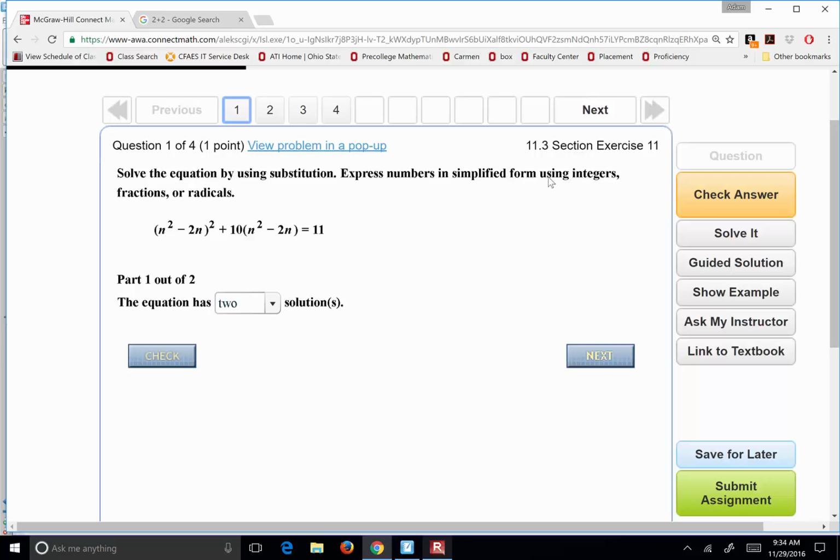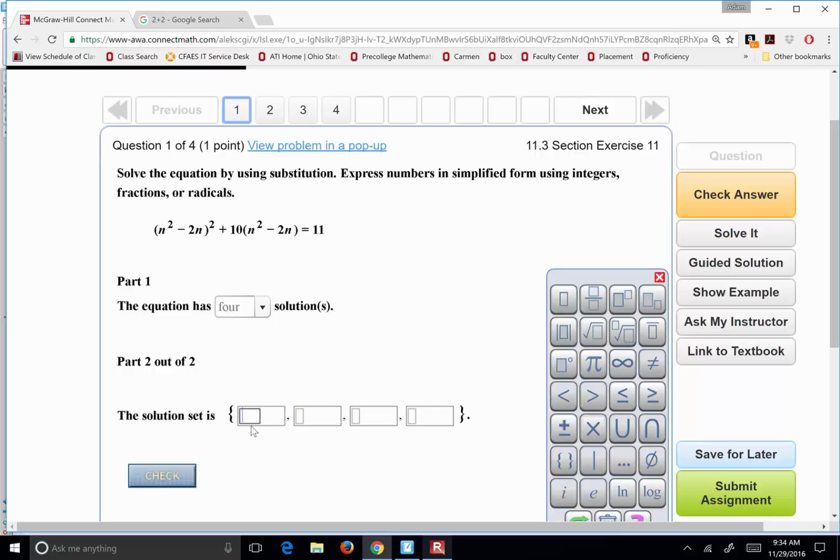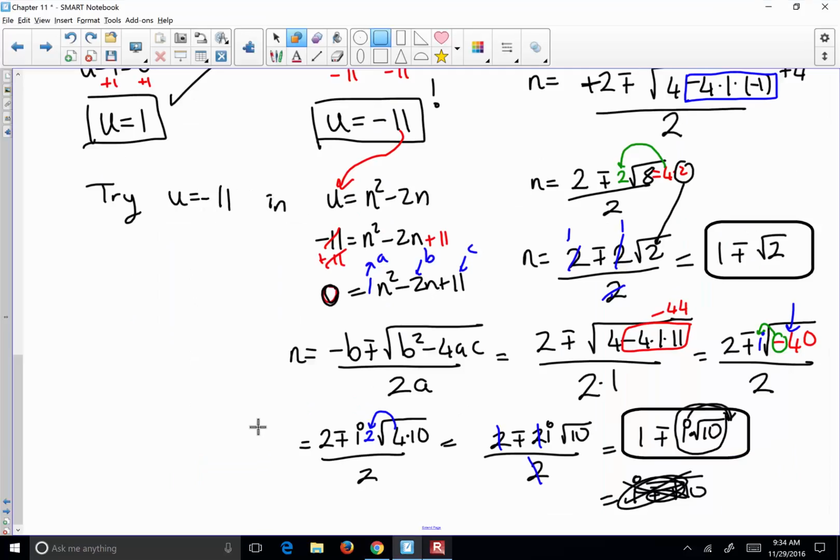Express numbers in simplified form using integers. It doesn't say complex, and I'm a little bit suspicious, but let's see. Usually in the questions it says put it in a plus bi form. I was a little bit cautious since it didn't say so here, but it worked. Okay, 4. They want it all separate, one by one.